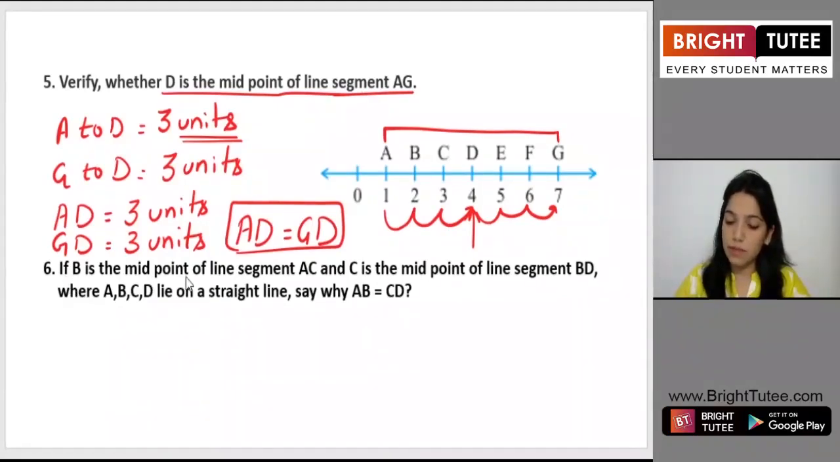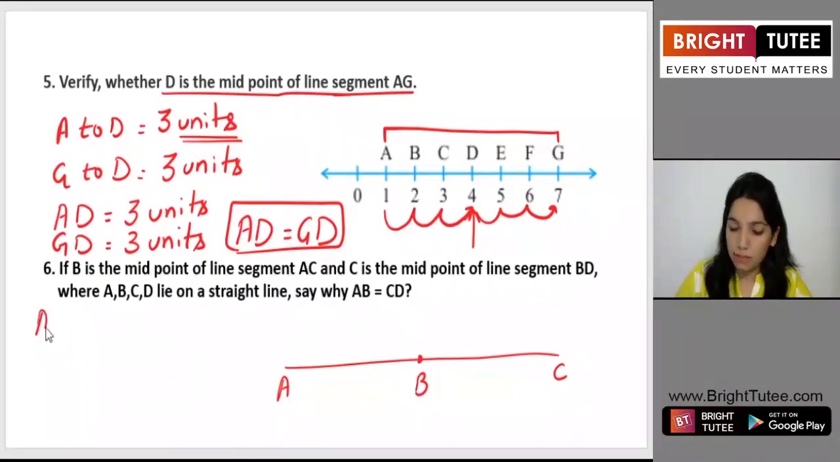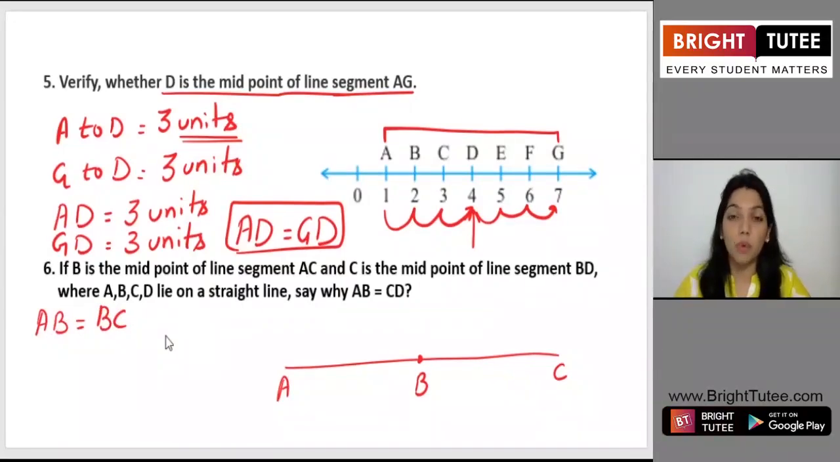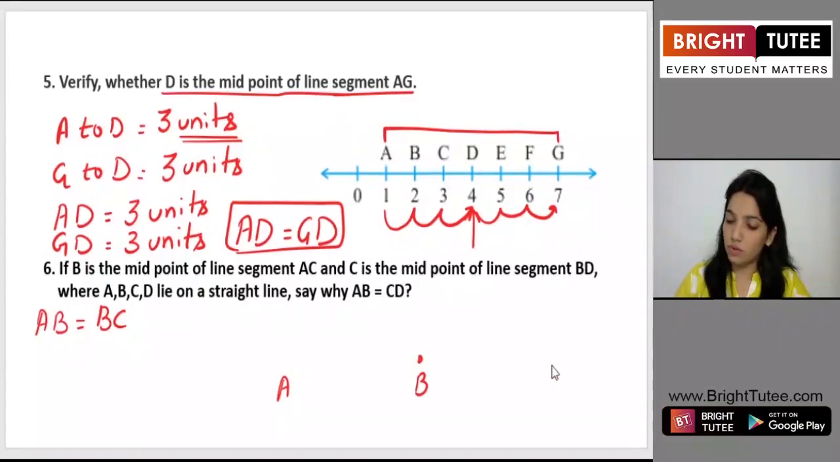If B is the midpoint of line segment AC, let's draw a line segment here. The line segment is AC, and they are saying that point B is the midpoint. What do you mean by midpoint? It means that AB is equal to BC. This is the meaning of the word, that B is the midpoint. Okay, and C is the midpoint of line segment BD. Okay, so we need to go further. Let's just quickly go back to our image and draw it again.